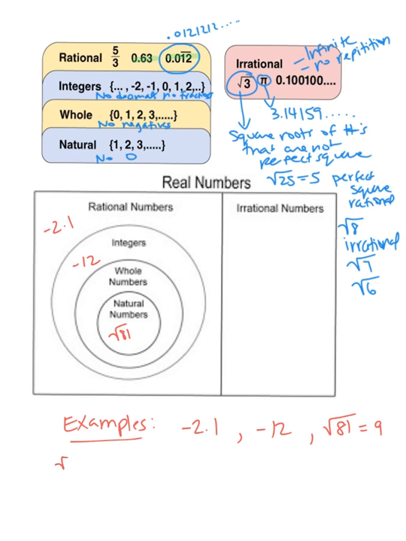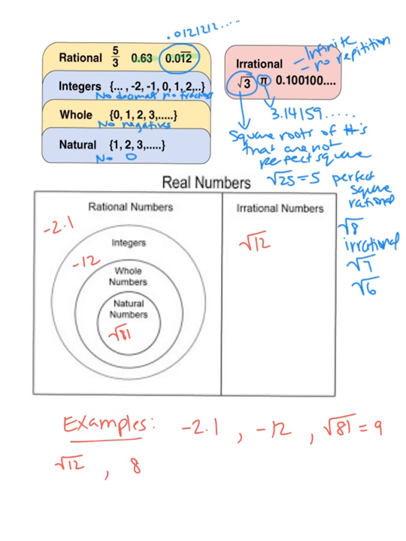Here's another one, square root of 12. So you'll notice there's no whole number times itself that equals 12. So 12 is not a perfect square. So the square root of 12 is irrational. So it's irrational and it's real.